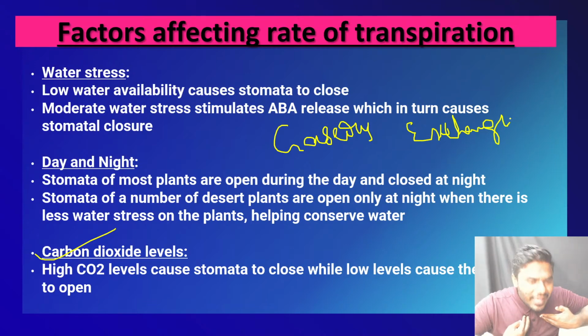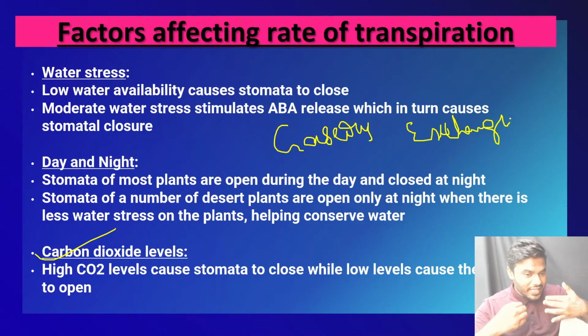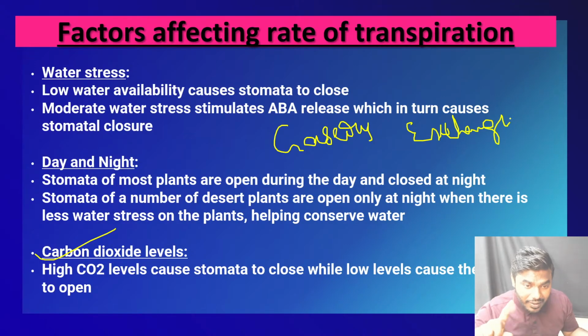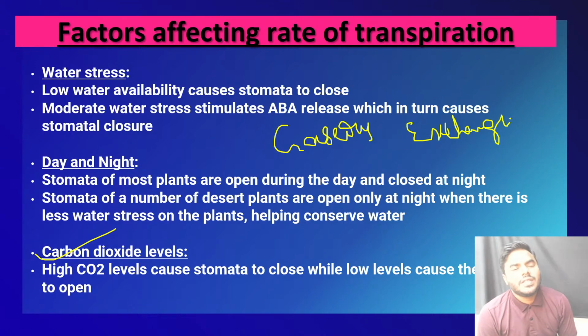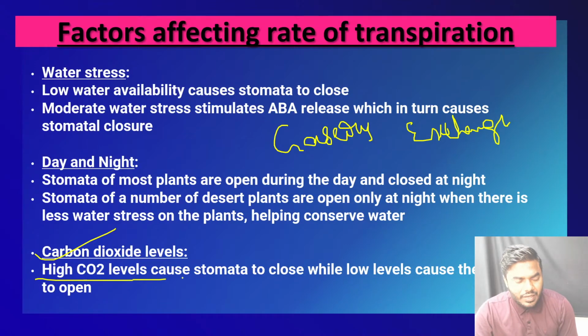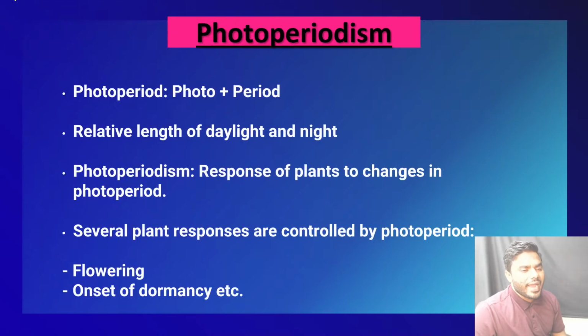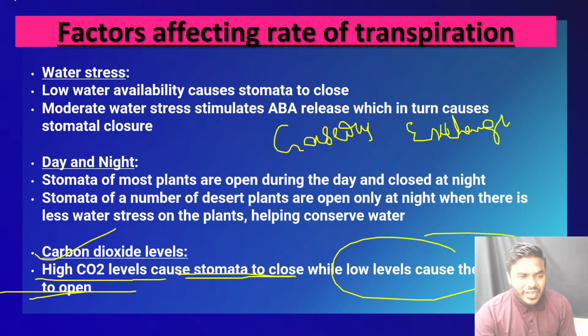So listen to my statements carefully: inside the plant body, an abundant amount of carbon is already present. Then why once again do we have to bring new carbon inside? No, there is no requirement. But if inside the plant there is no carbon, then obviously we have to open the stomata. So the statement is: high carbon dioxide level causes the stomata to close, while low levels cause the stomata to open. Right. Friends, is that clear to everyone till this slide?